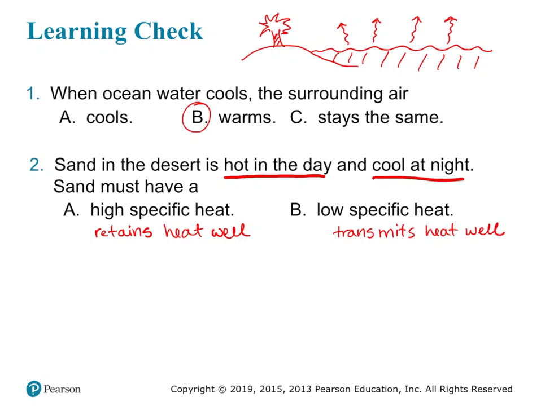So if sand is super hot during the day and then super cold at night, does sand have a high specific heat or a low specific heat? A low specific heat. So the sand can absorb energy really well and then transmit it really well at the same time. So sand can get super hot during the day and then super cold at night. Now, if we were talking about water, that would be different. Water can absorb a lot of heat and retain it. So water will maintain more of a consistent temperature.